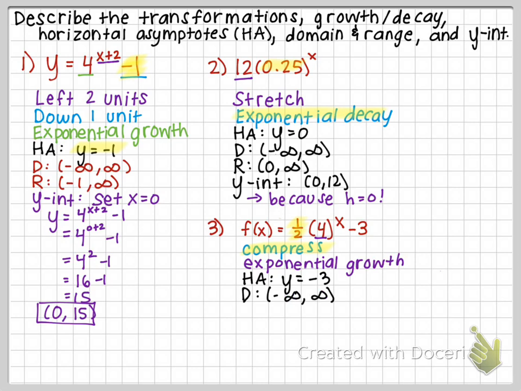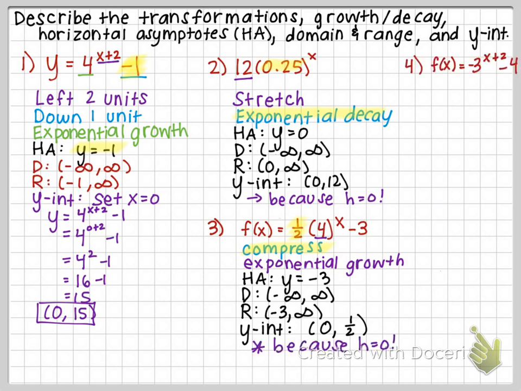Okay. We have a domain from -infinity to infinity. Our range is -3 to infinity. Remember, we always use this for our range, whatever our horizontal asymptote is. Y-intercept. We can say our y-intercept is our a term because there's no plus or minus h. This is a k, right? There's no plus or minus h, so our y-intercept is 0, 1/2 because h is 0.